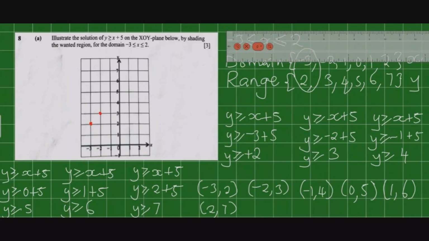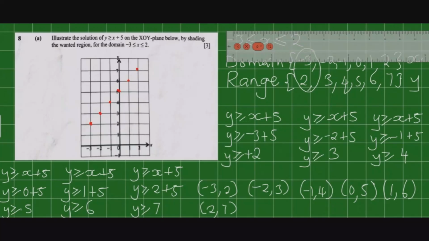Then we have got (-1, 4). -1 is the reading on the x-axis going to 4 there on the y-axis. Then we have got (0, 5), that is 0, the reading of the x-axis, then 5 on y-axis. Then we have got (1, 6), with the reading of 1 on x-axis and 6 on the y-axis, like that. Then we have got (2, 7), the reading on the x-axis is 2, then on y-axis is 7. So we are going to come up with something like this.